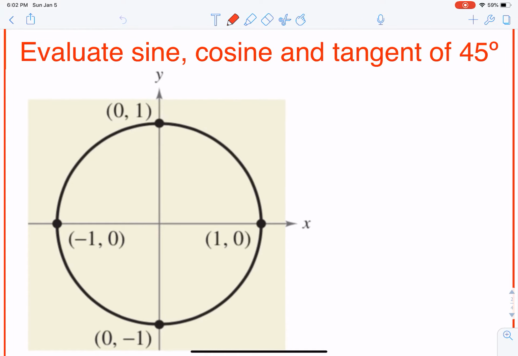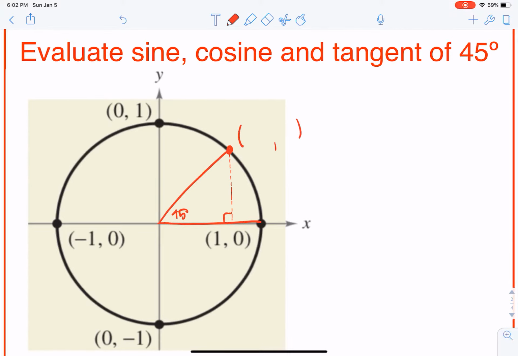So here it says evaluate sine, cosine, and tangent of 45 degrees. So what I'm first going to do is draw in my 45-degree angle. And so there's my 45-degree angle. I'm going to come down and create my right triangle.